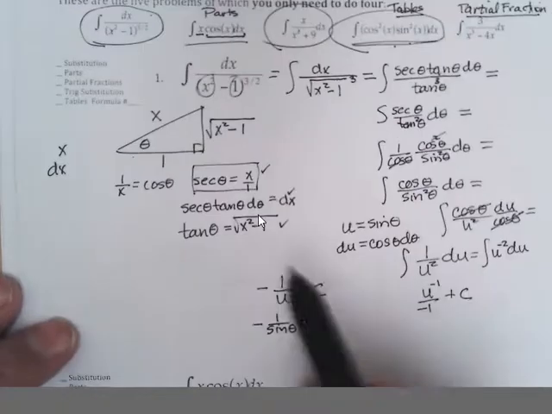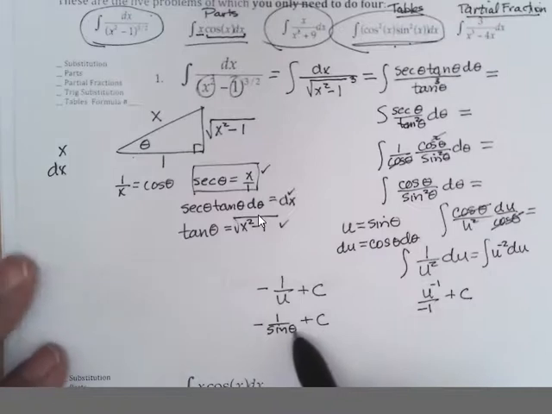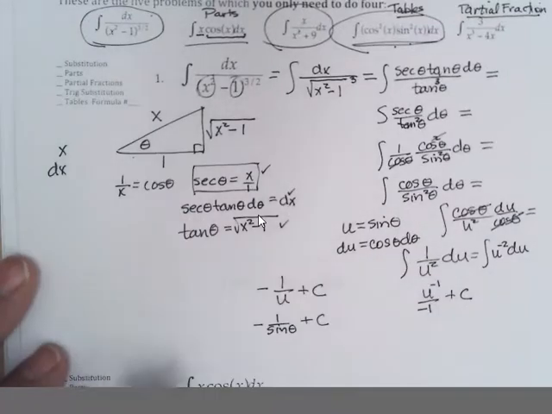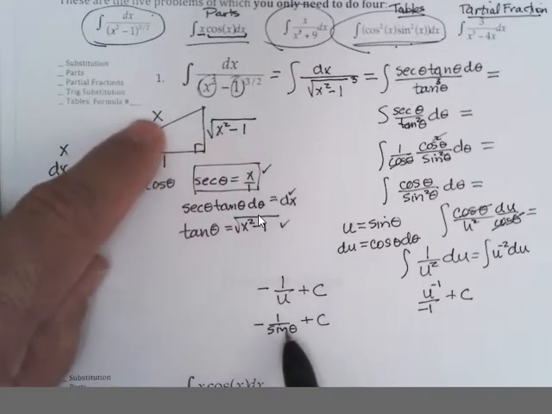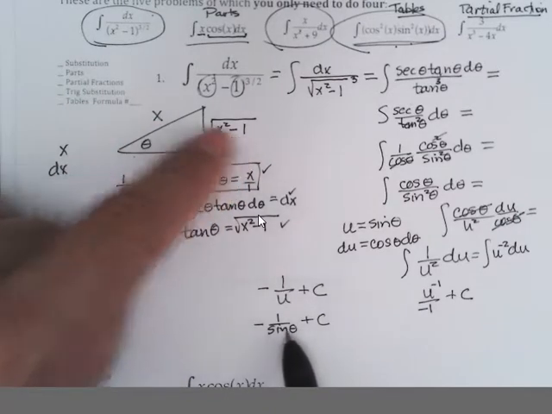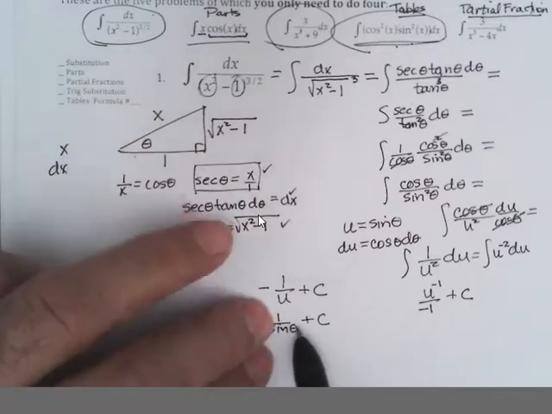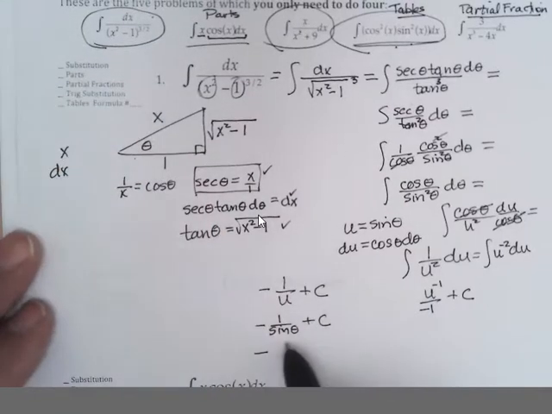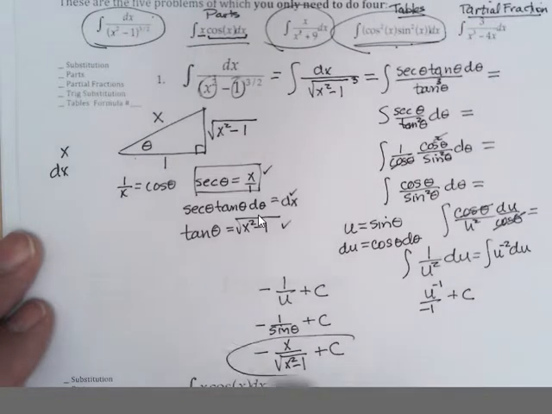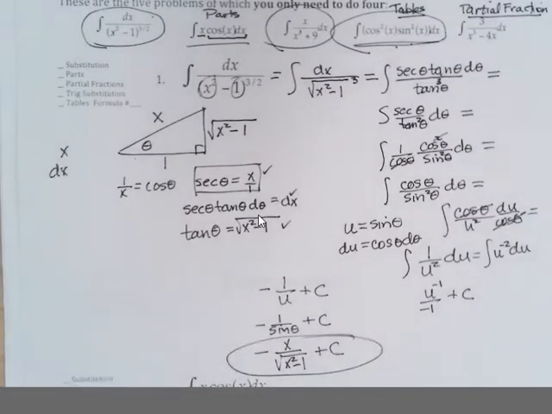And now to get back to x's, look at the triangle. Sine of theta is that divided by that. So we'd have 1 over this divided by that, or since it's 1 over, it means reciprocal. It could be it's minus x over the square root of x squared minus 1 plus c. So that's the trig sub on that one.